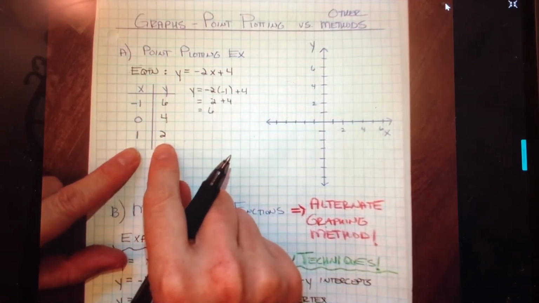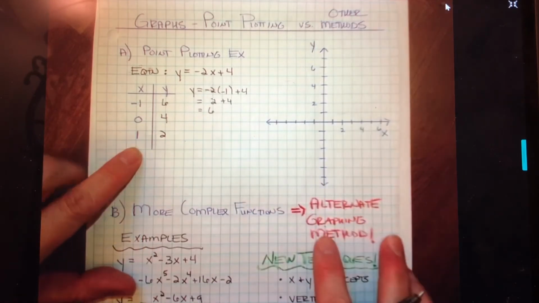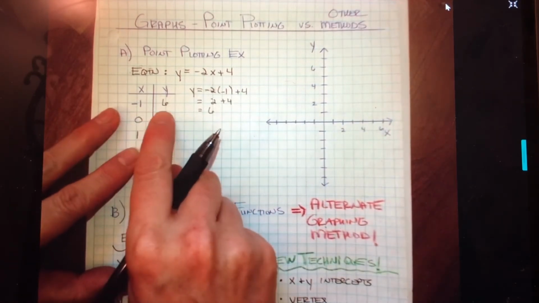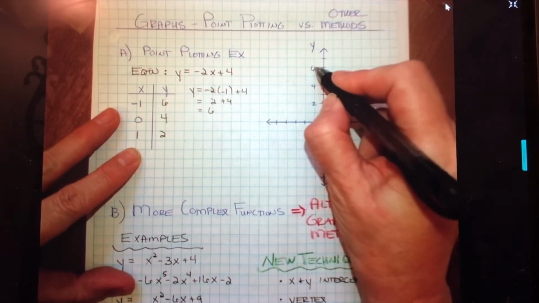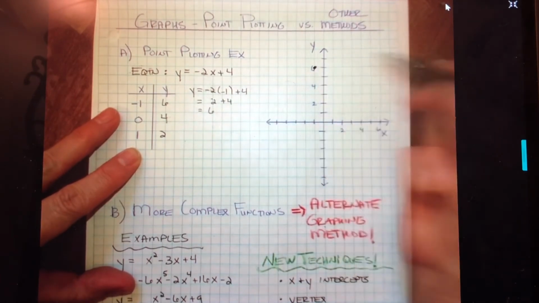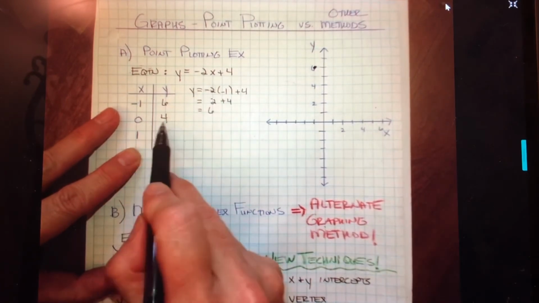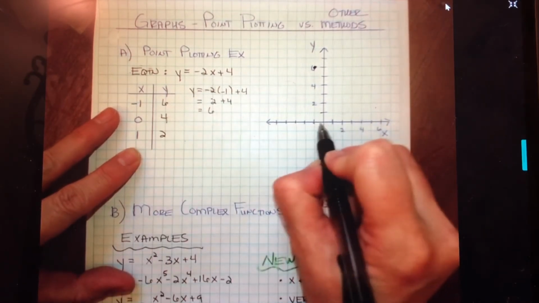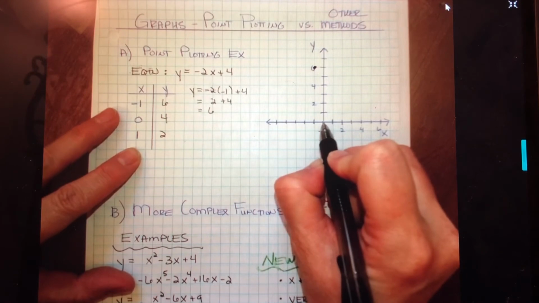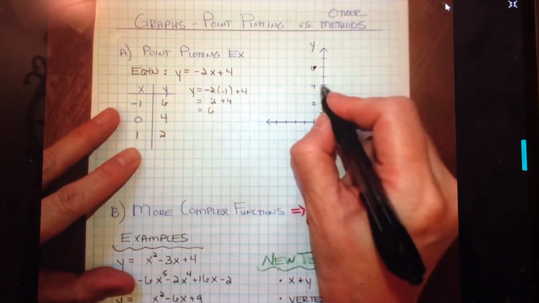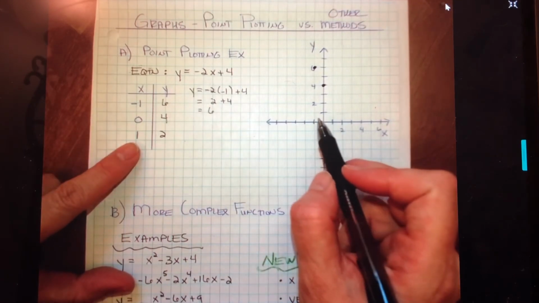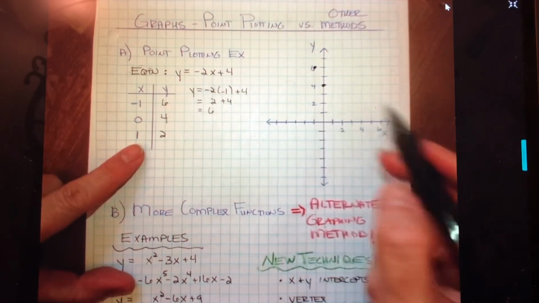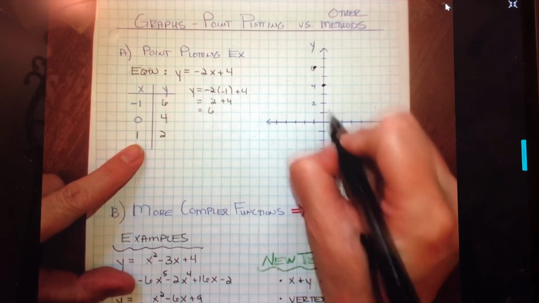So again, these become 3 points I can plot on my grid. -1 and 6. So -1, that's 1 to the left, up 6. That puts me right there. You can see that. 0, 4. So I'm not going to go left or right at all because x is 0 and the y is 4. So I will go up by 4. And the third one, when x is 1, y is 2. So I will go over +1 and up 2.